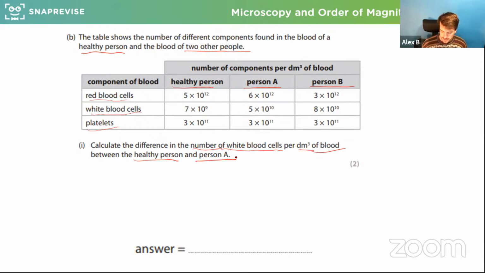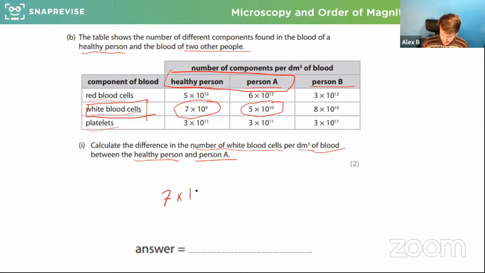So let's orientate ourselves on the table. We're looking at number of white blood cells. So we're looking at this row and we're looking at these 2 people. So these are the values that we're comparing. So we want to know the difference between these two numbers. So 7 times 10 to the 9 minus, well, you can do it either way around really, 5 times 10 to the 10.